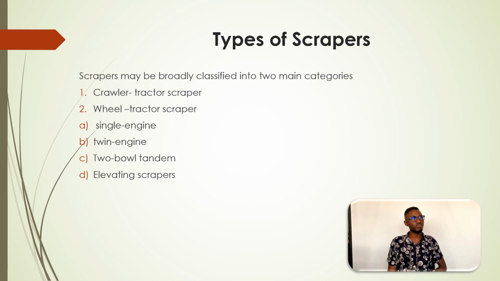We have several types of scrapers, and as we'll describe below, scrapers may be broadly classified into two main categories. One is the crawler truck scraper. They can also be wheel truck scrapers. They can be single engine, twin engine, double bowl tandem, or elevating scrapers.